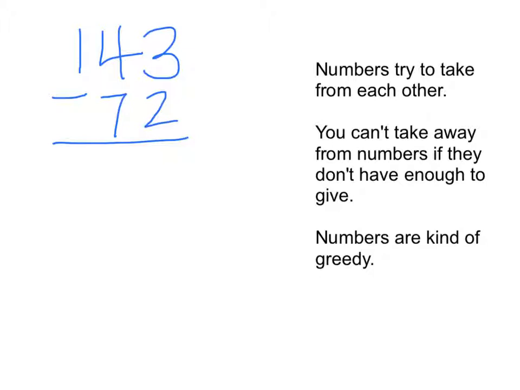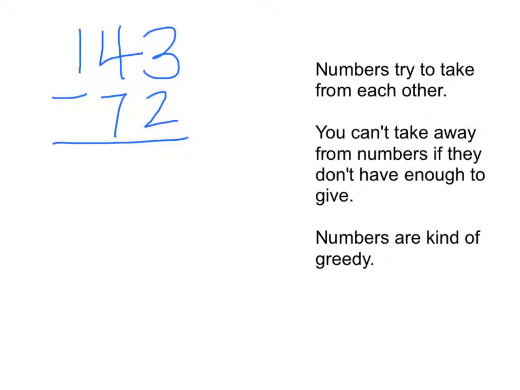So when subtracting, you'll always start from the ones column and then move your way up. Now basically what's happening is these downstairs numbers are trying to take from the upstairs numbers. Now you'll notice that the upstairs number will always have to be your larger number, and your downstairs number is always a smaller number, because your upstairs is on top and your downstairs is on the bottom.